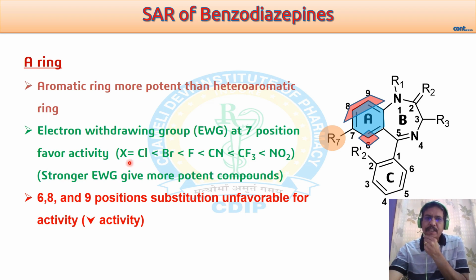So if you look at the sequence of electron withdrawing nature, the nitro group has the highest electron withdrawing phenomena or electron withdrawing property.